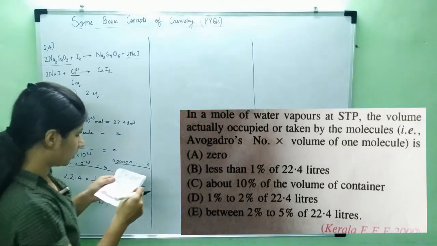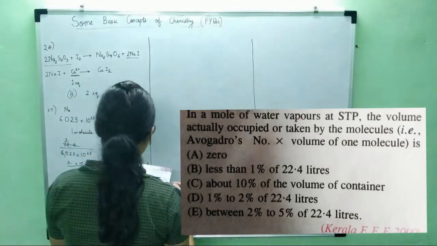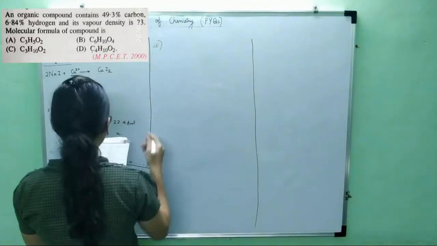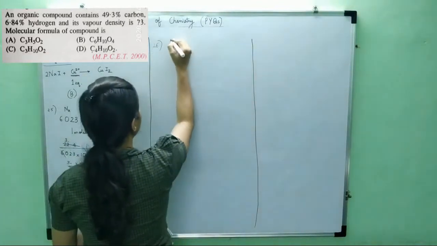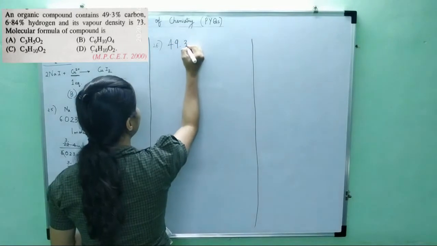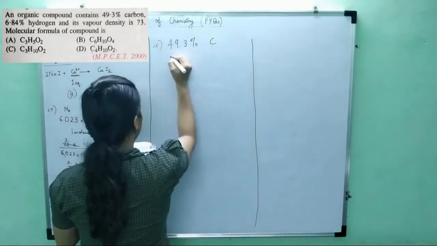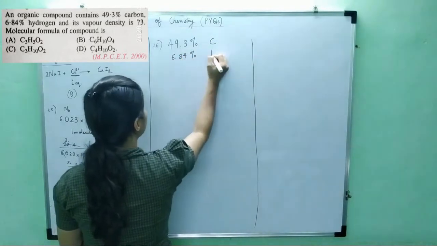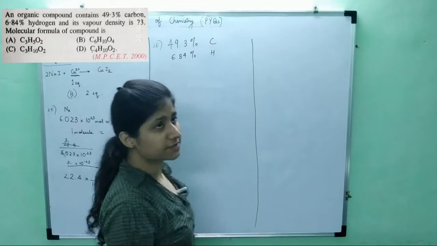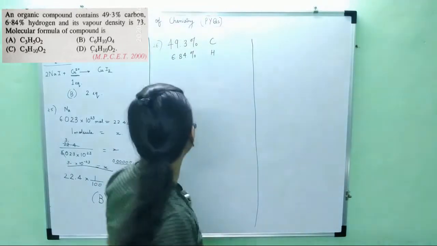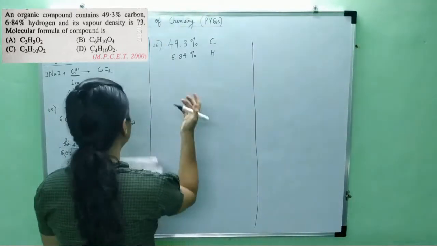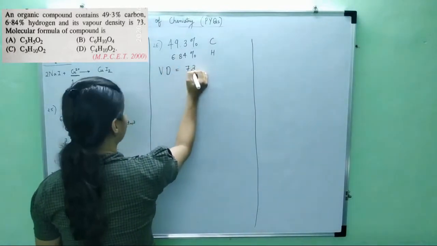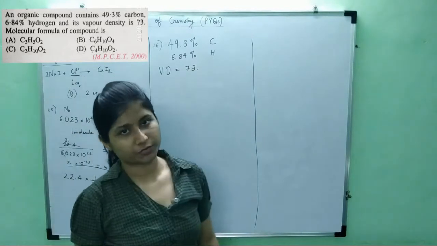Next question. An organic compound contains 49.3% of carbon and 6.84% of hydrogen. If you remember the percentage composition problems which I had solved, this question is related to that. Its vapor density is given: vapor density is equal to 73. And then what is the molecular formula of the compound?